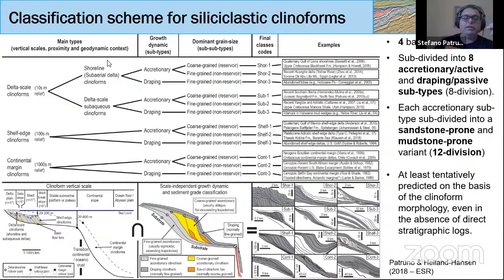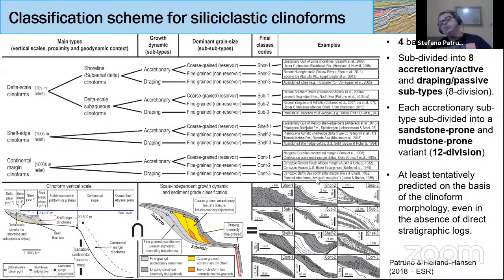Main type is divided into accretionary or draping, accretionary being active and draping being passive. Accretionary is then divided into coarse-grained or fine-grained, while draping can only be fine-grained. And then there are the final codes, 12 classes, and there are examples. For example, this would be an example of an accretionary coarse-grained, this will be an example of delta scale, and this is an example of shoreline accretionary fine-grained, and so on and so forth.